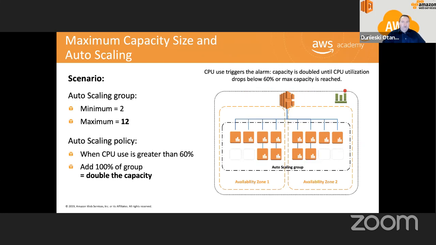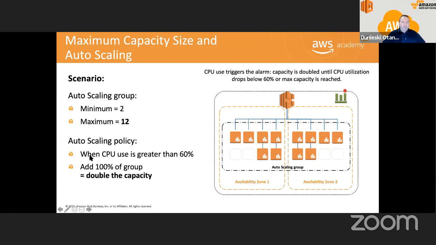So here in this scenario, CPU use triggers the alarm, and capacity is doubled until CPU utilization drops below 60 or max capacity is reached, right? So we have CloudWatch working here. Auto scaling group, minimum 2, maximum 12. Why do we have minimum 2? Because we have 2 availability zones, right? And the maximum is 12, 4, 4, 4. So we have 12 here.